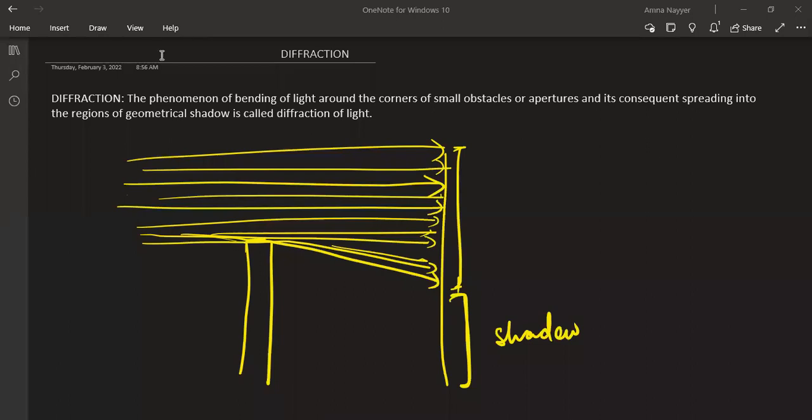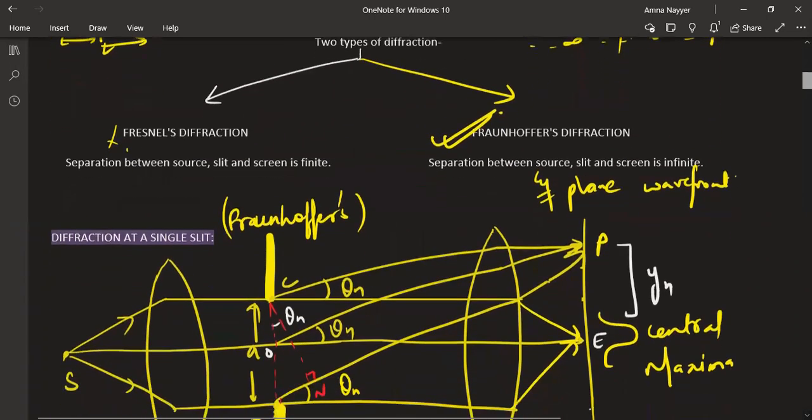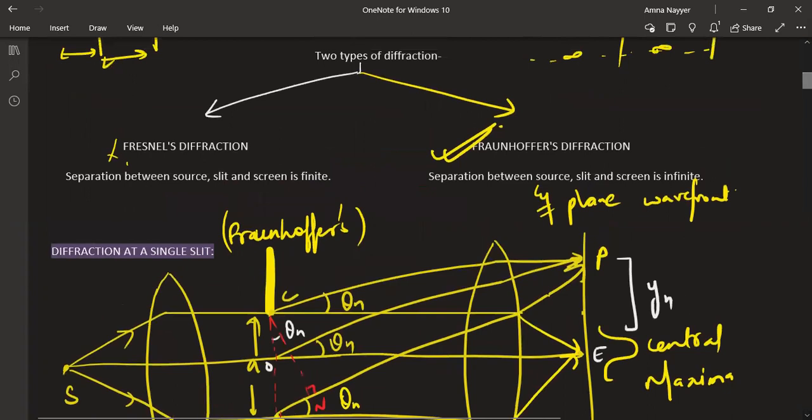See last topic, diffraction. So diffraction was what? If the light rays strike the corners of any obstacles, it bends itself. So a region of geometrical shadow is created. This phenomena is known as diffraction of light. So from diffraction of light, you have mainly Fraunhofer's diffraction. Fresnel's diffraction is not used. Questions from Fresnel's diffraction are not given in your examination.